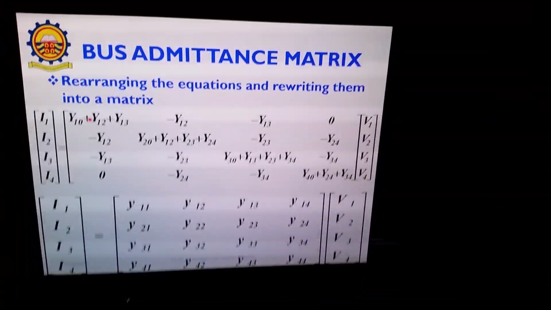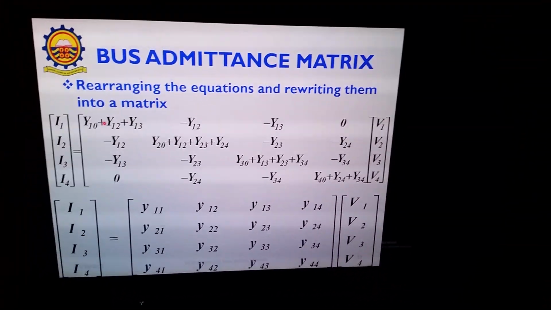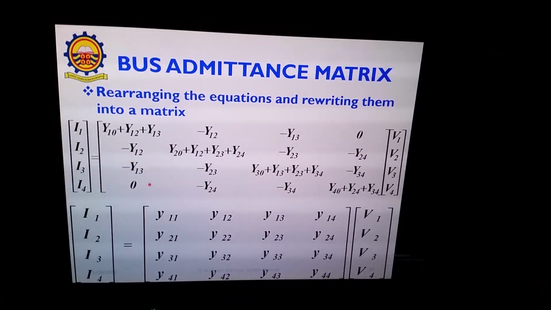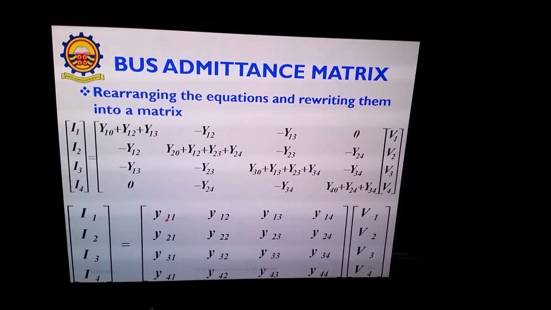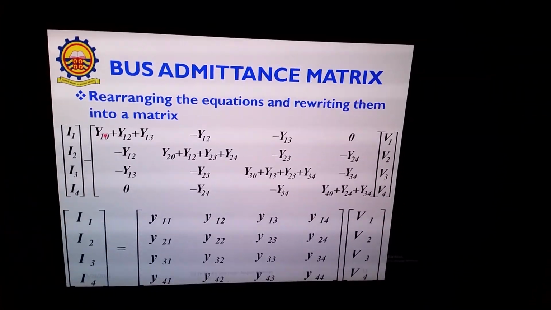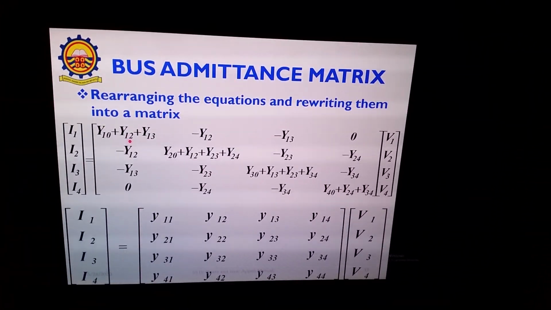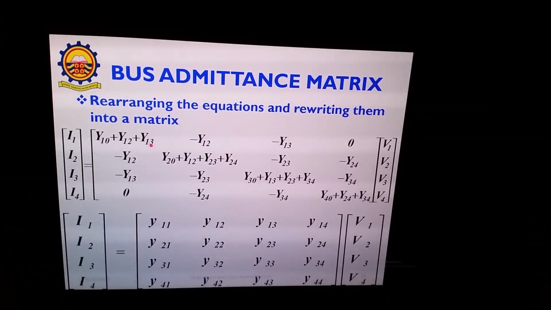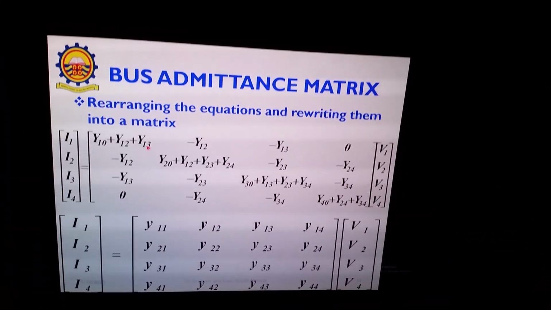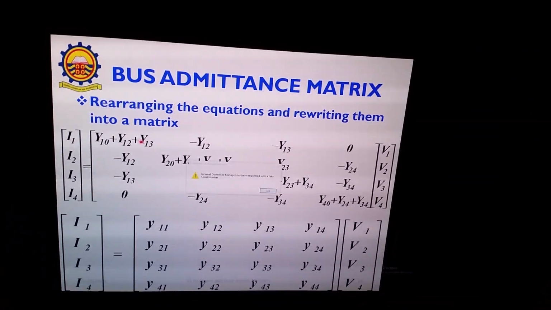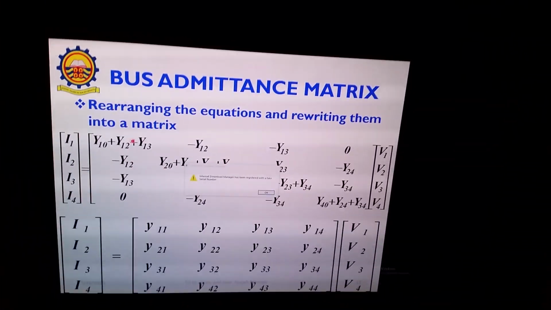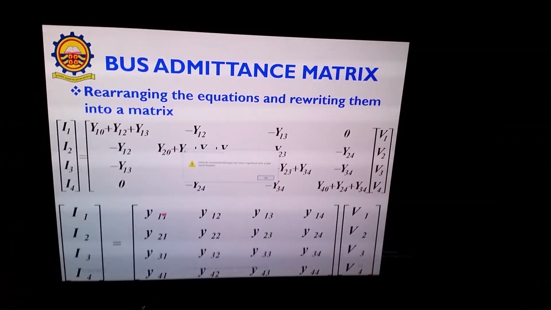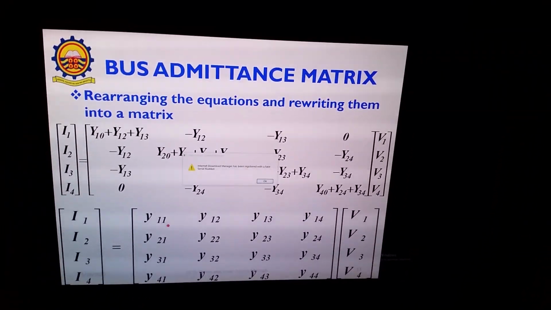So as engineers, we are saying that there are laws governing whatever we are doing. So when you see y10 plus y12 plus y13, then it means that we are talking about all the admittances connected to bus bar 1, and that is what we call the y11.